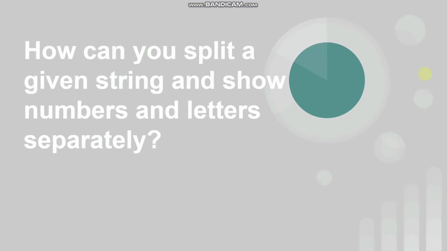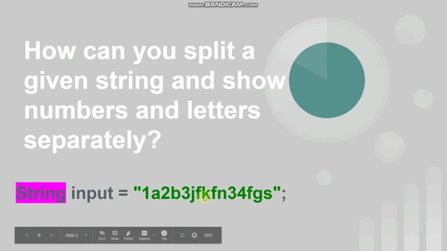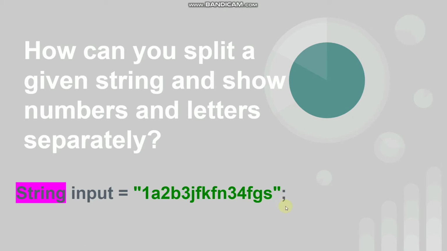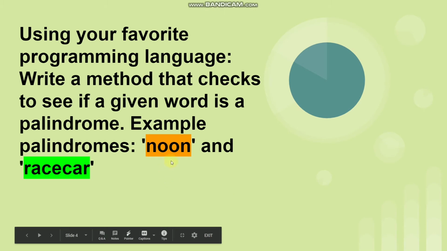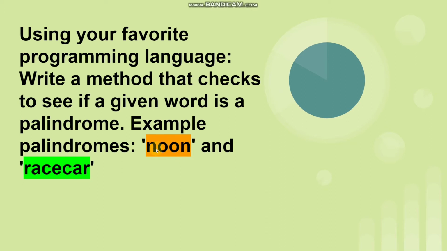They're also asking questions like how can you split a given string and show numbers and letters separately? So here's a string, and you'll have to separate the numbers and letters. Let's look at another example. Using your favorite programming language, write a method that checks if a given word is a palindrome. Example palindromes: noon and race car. You have to reverse it and check if it's still noon or something else. These are some questions that you may face in the interview.